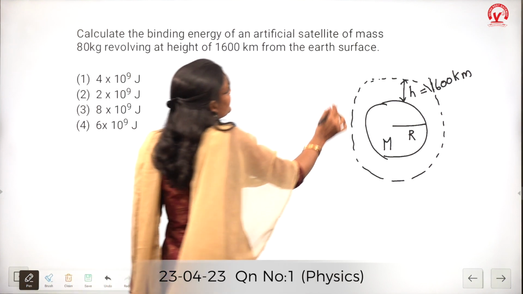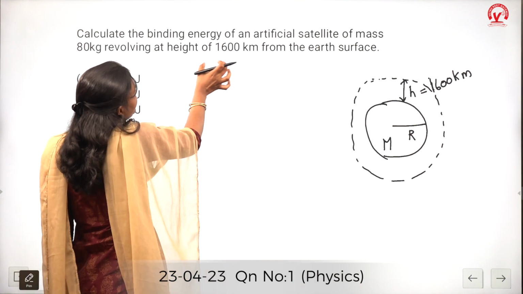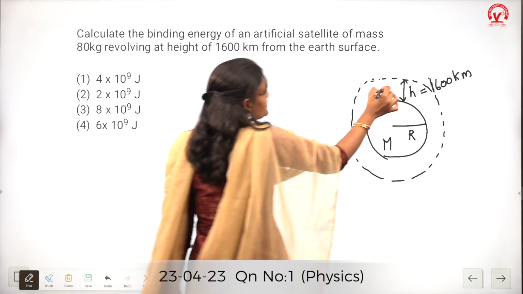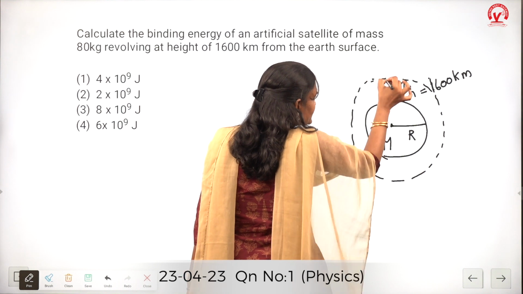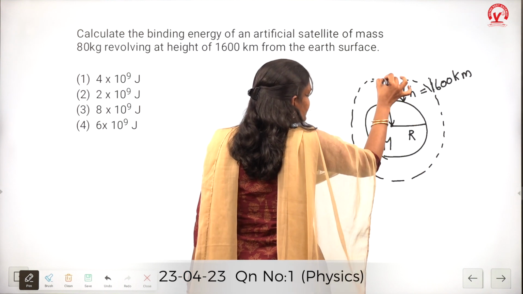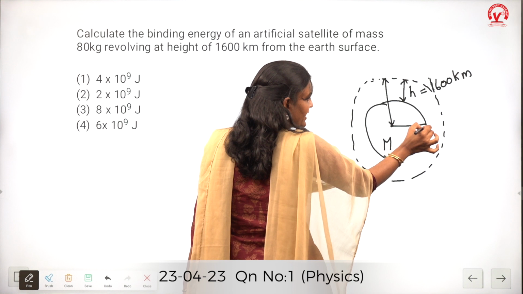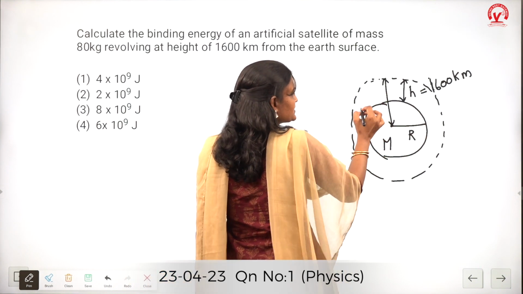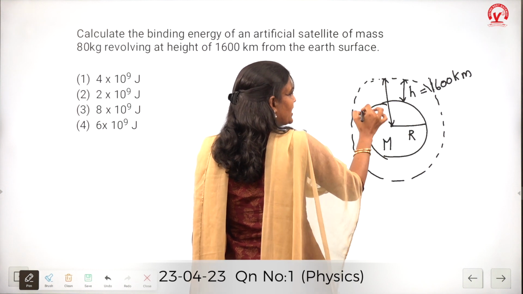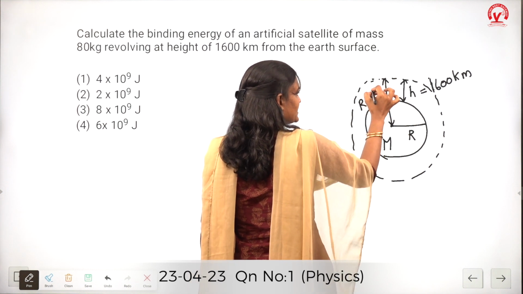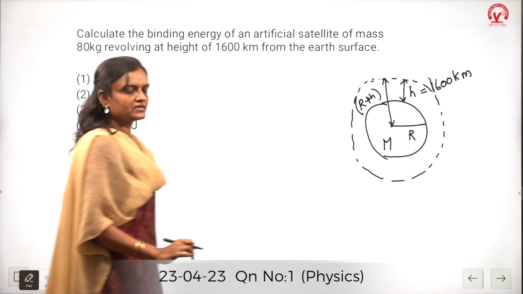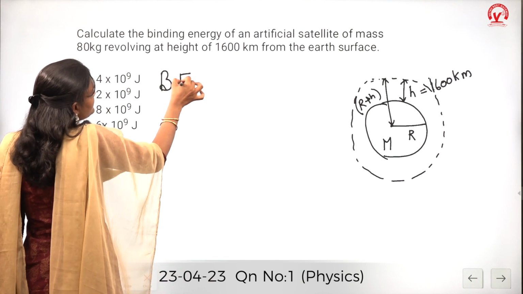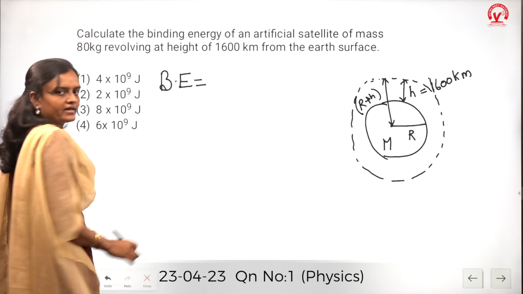Now, our aim is to find the height of 1600 kilometer from the surface of the Earth. So, from the surface of the Earth, what is the height we need to find? From this, R is the Earth's radius, and this one is h. So, what is this space now? R plus h. Now, what is the formula for binding energy? Our aim is to calculate the binding energy of the satellite.